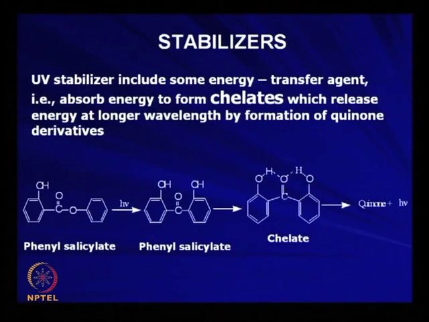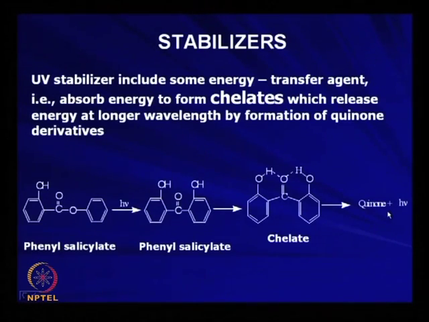Now, you see UV stabilizers include some energy transfer agents, compounds like phenyl salicylate. I told you there may be some UV scavenger. So, these additives, say phenyl salicylate, act as a UV scavenger. If it is present, what will happen? It will absorb the UV light and convert it to energy in the visible range, that occurs through tautomerization. This energy converts this compound, phenyl salicylate, to this structure, then through tautomerization the energy is converted from UV to visible range.